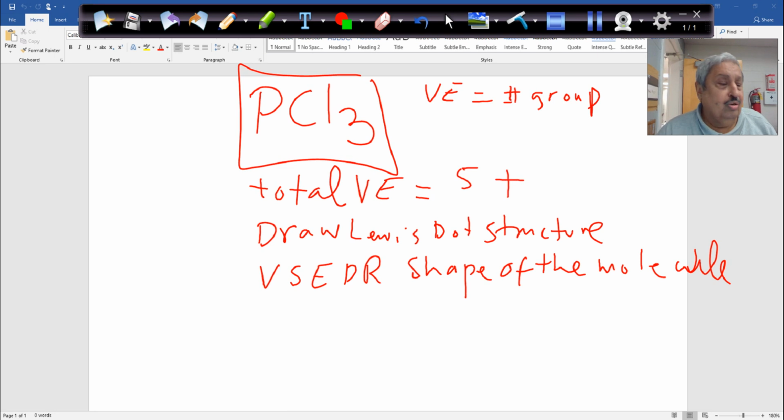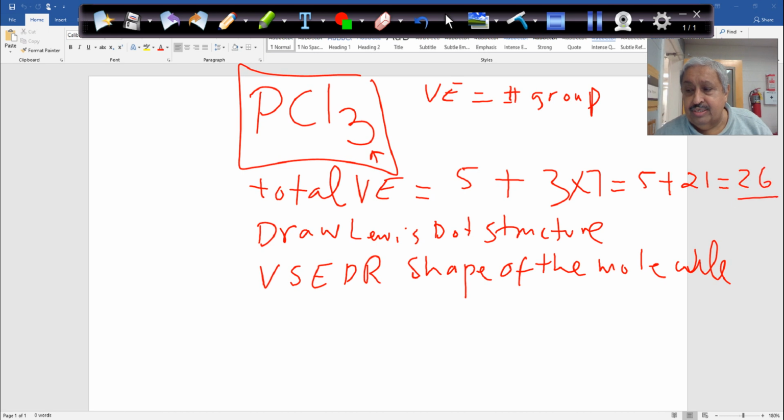Plus chlorine, where is it? 7, correct? The 7th group. So 3, that's the 3 here, multiplied by 7. So I have 5 plus 21. How much is it? 26 total VEs. Correct? So the total VEs is 26.